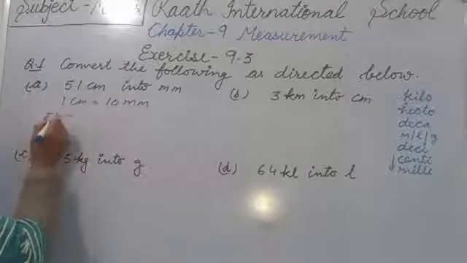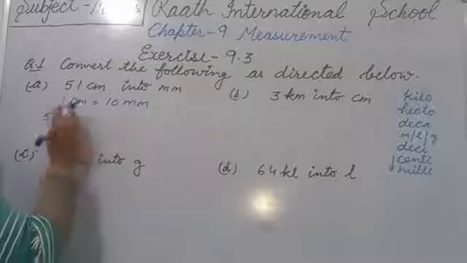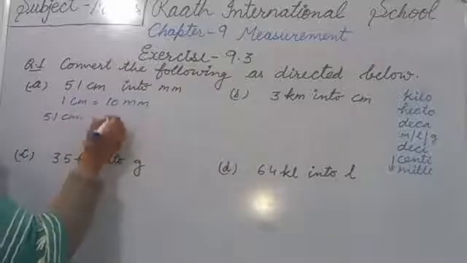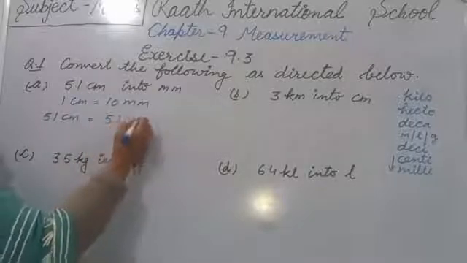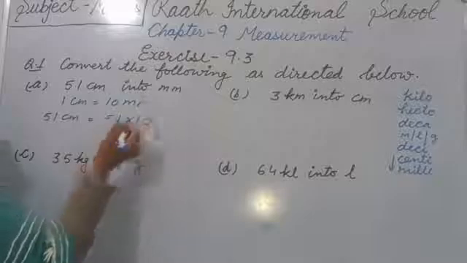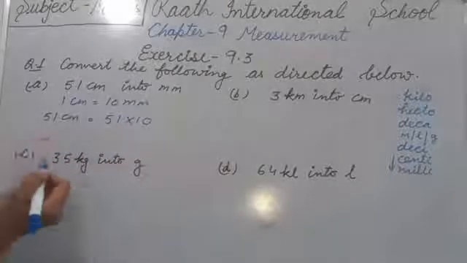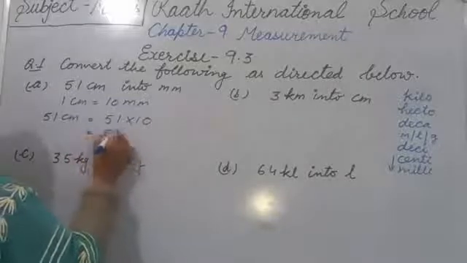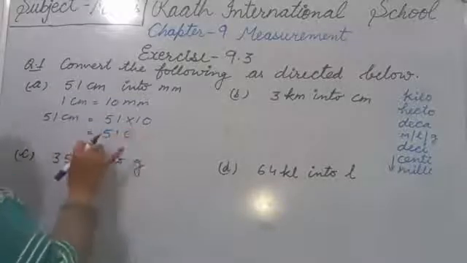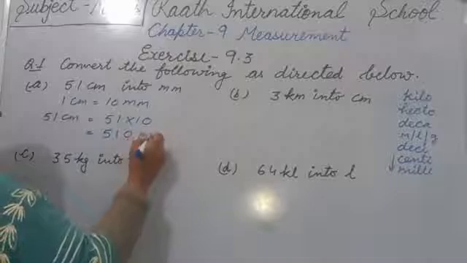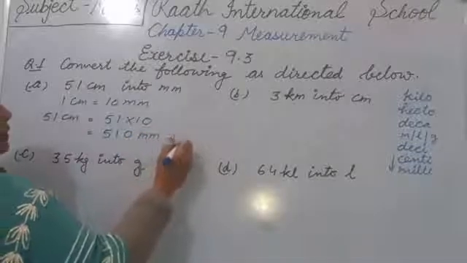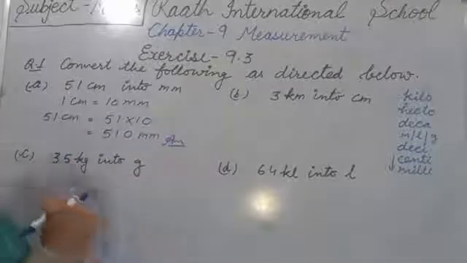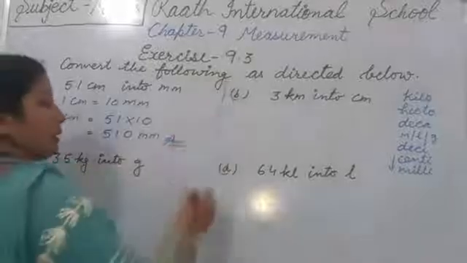Now there is 51 centimeter. 1 centimeter has 10 millimeter. So 51 multiplied by 10, and multiplication by 10 is very easy. Number same, after that 1 zero. So 51 same, and after that 1 zero, so it becomes 510 millimeter. That's your answer. Clear?